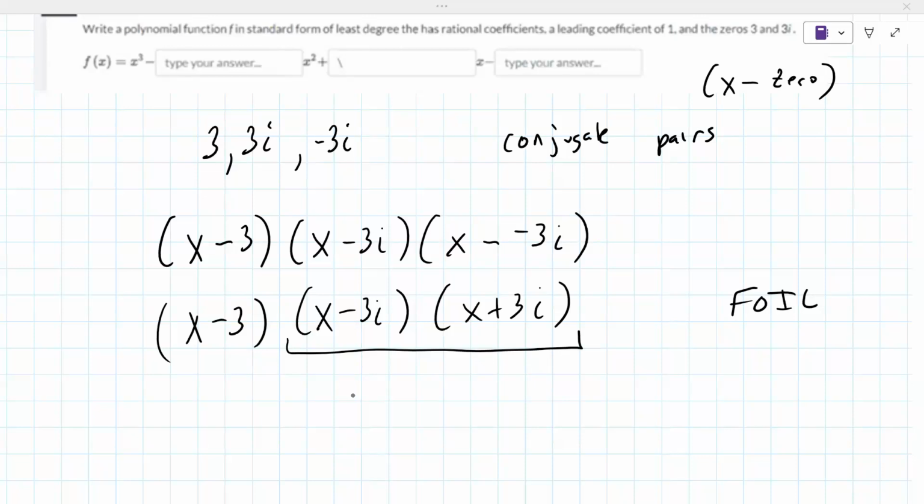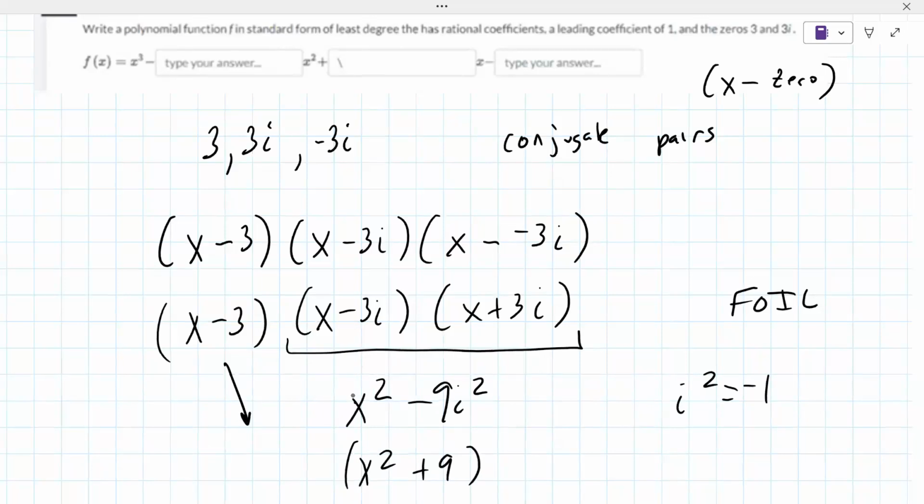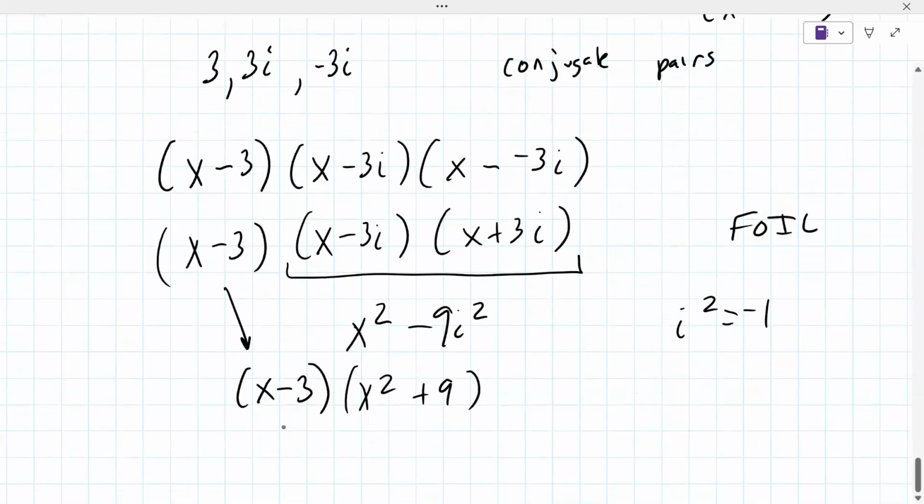Okay, I got x squared minus 9i. Would it be 9i squared? I squared. And then, yeah, I squared is -1, so it becomes x squared plus 9. Then you bring this x minus 3 down. And now you have to FOIL again. So give that a try, please.